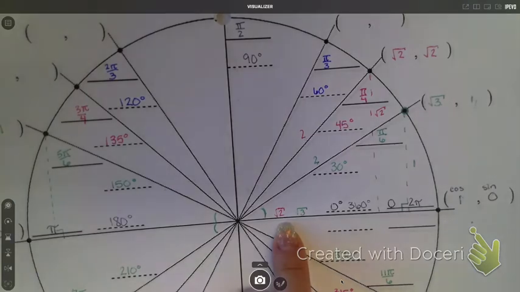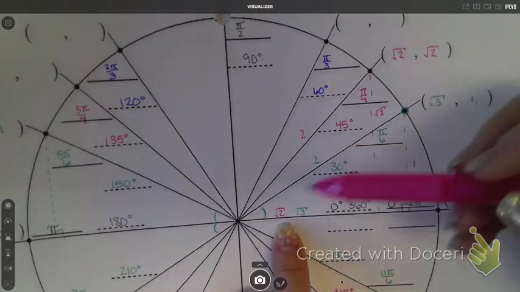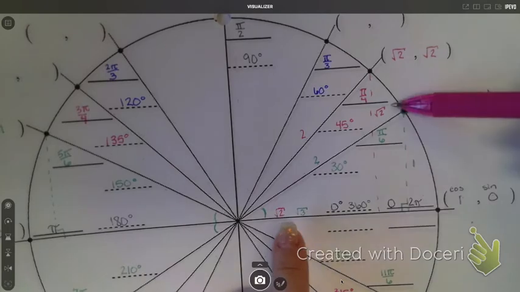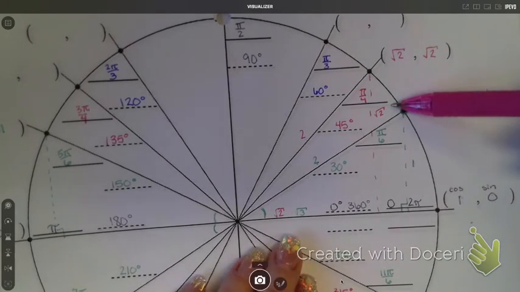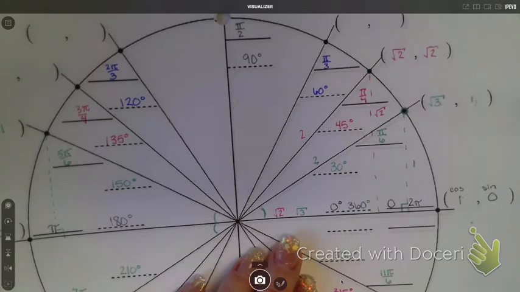Wait, why is the y square root of 2? Because on a 45, both legs are the same. They're both square root of 2. Make sense? Austin, do you have a question?